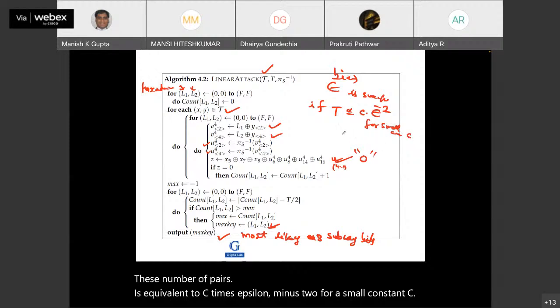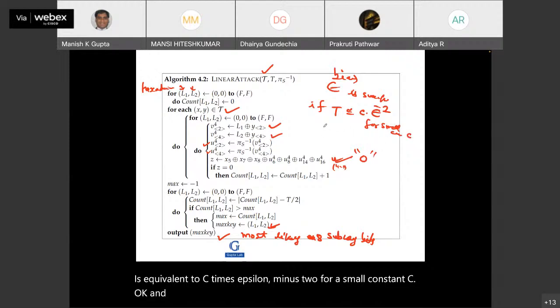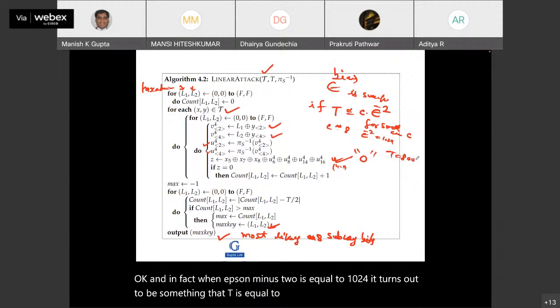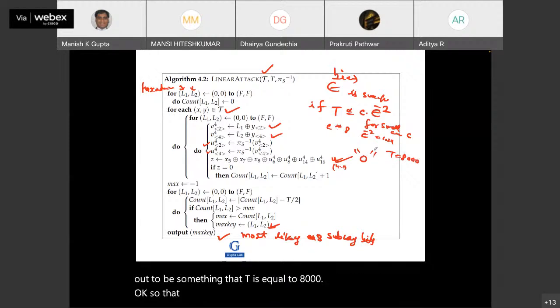Okay. And so if we take C is equal to 8, okay. And in fact, when epsilon to the power minus 2 is equal to 1024, it turns out to be something like T is equal to 8000. Okay. So that is one important thing to remember.